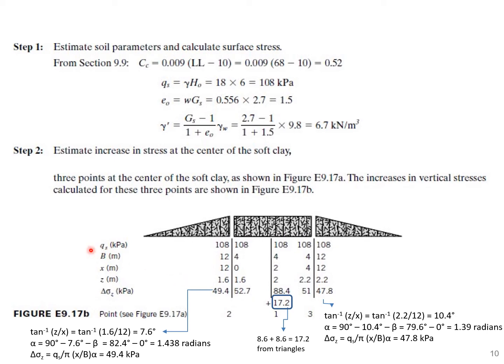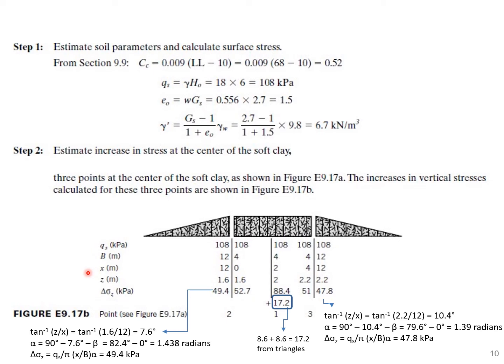So here look at that. We are having q_s, that is obviously 108 kPa, which we calculated from here. Then B is the horizontal distance that we are considering. For the triangle, obviously this x would be measured from this starting point, so obviously this is 12 meter. And for the central part, obviously this is 4 meters, so that's why 4, 4, 4 is written. But again, in the triangular case, x will be measured from this point, so this is 12 meter, so that's why it is written.